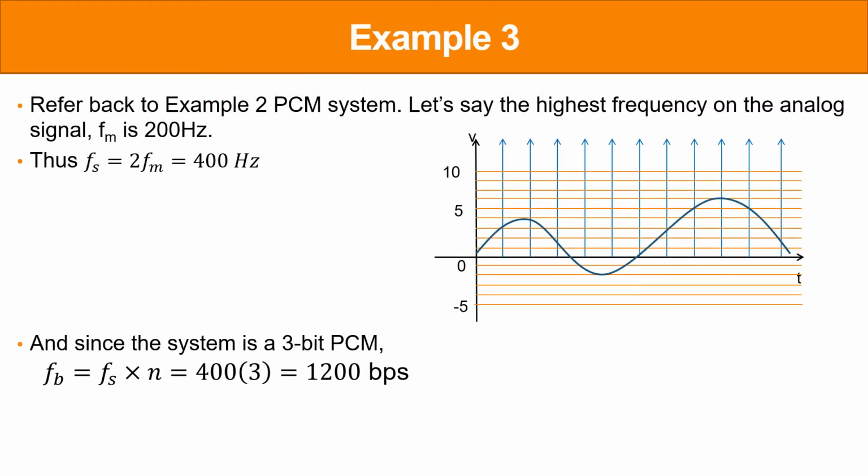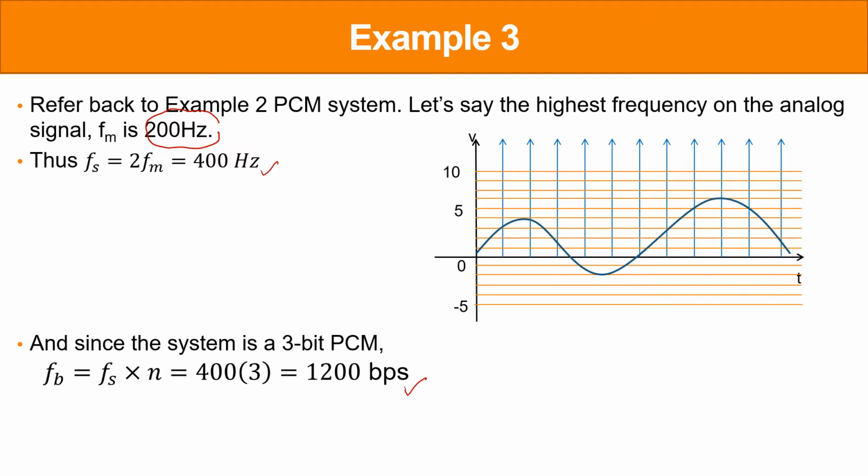So example 2, refer back to the example 2 PCM system. Let's say the highest frequency of the analog signal FM is 200 Hz. So the sampling frequency is equal to 2 FM, so it is 400 Hz. And since the system is a 3-bit PCM, for this system Fb equals Fs times n, and this is the bit rate, 1200 bits per second.